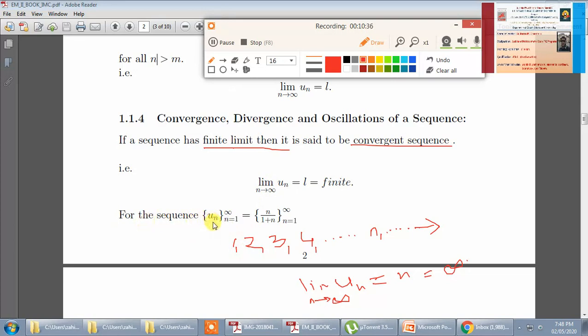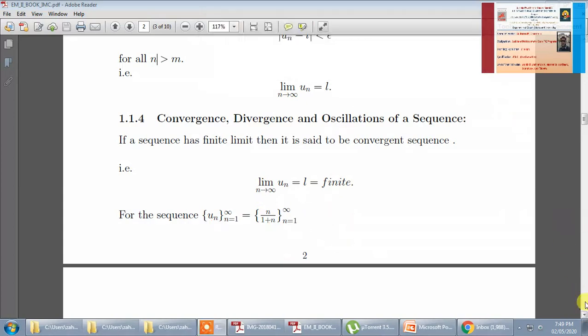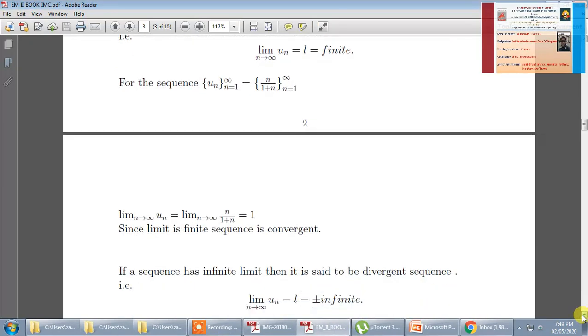Okay, so one example is given over here. The sequence un, n from 1 to infinity, is equal to n divided by 1 plus n. If I take n tends to infinity, then un is n divided by 1 plus n. Take n common and it will get cancelled. I think it is shown. Let us see. Yes, it is shown over here.